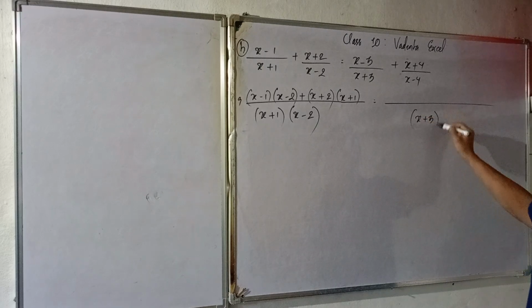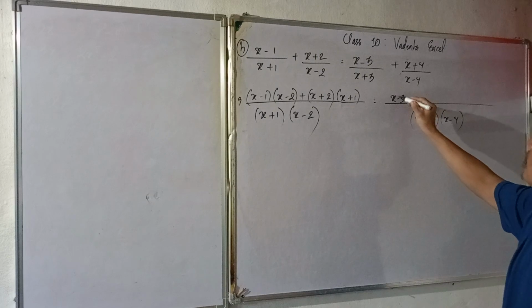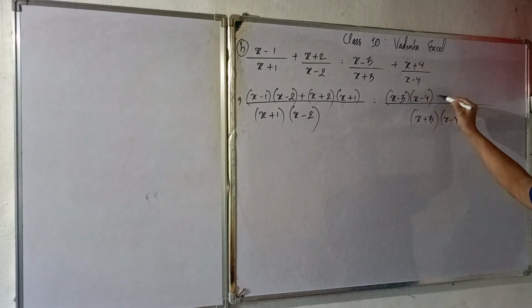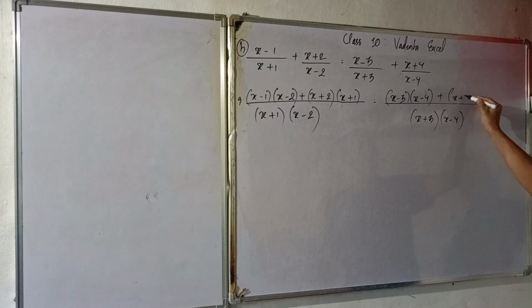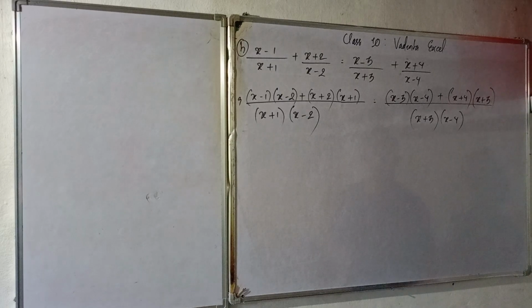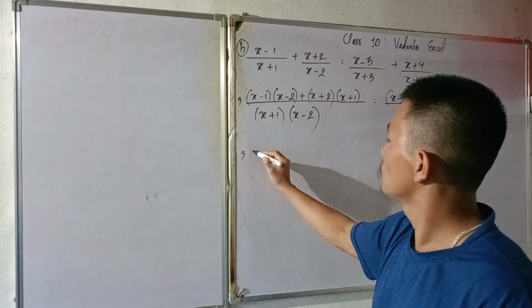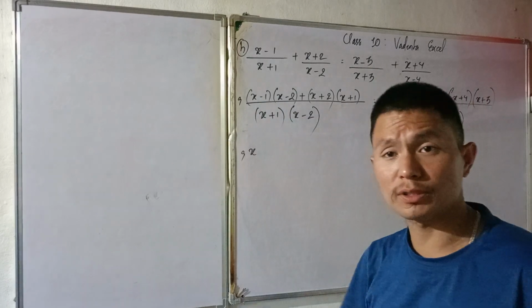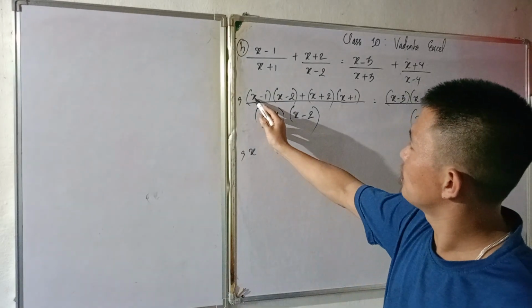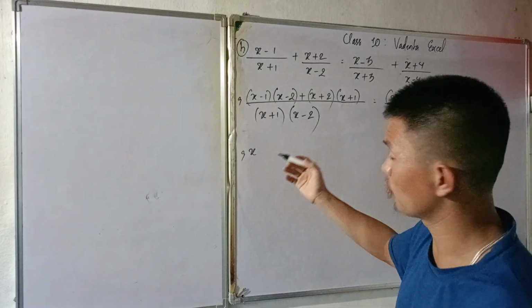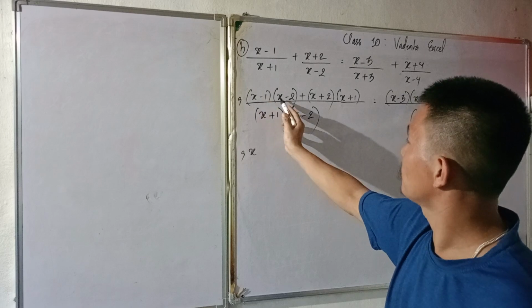x plus 3 and x minus 4 is the LCM. You just write x minus 3 should multiply x minus 4. This plus sign here, x plus 4 should multiply x plus 3. Now you operate this. Now I'm doing this directly, okay? Otherwise the video will be very lengthy and boring, of course. So x should multiply x minus 2.